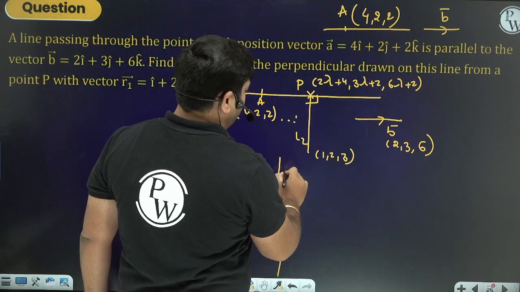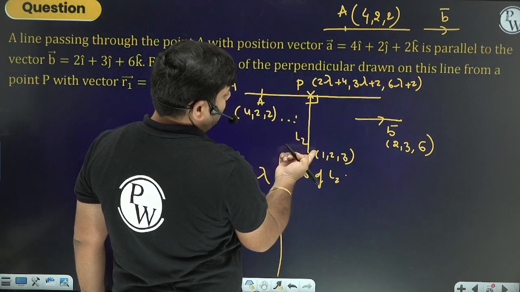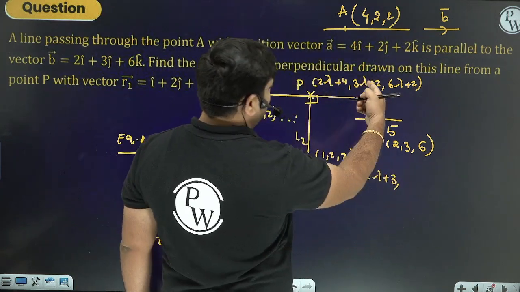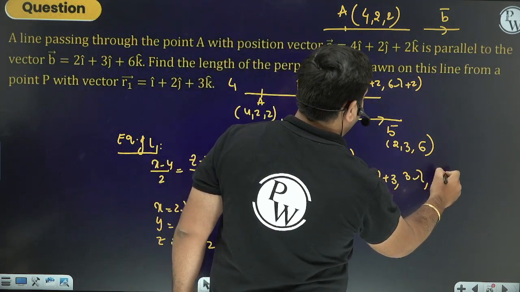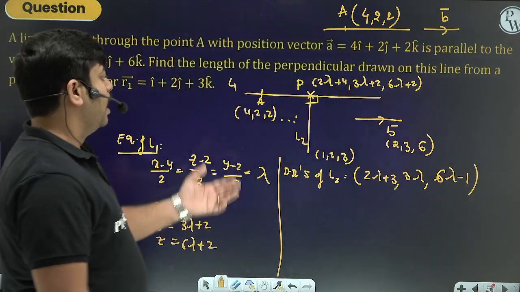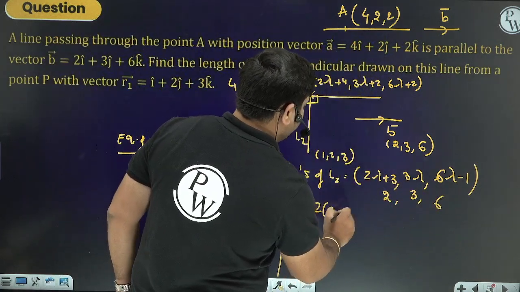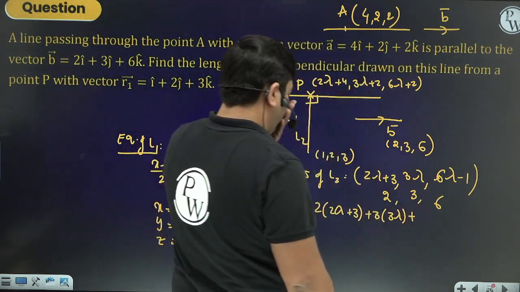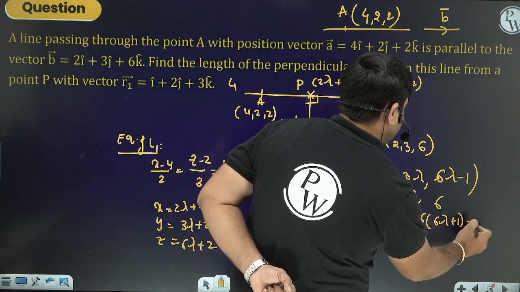This is the perpendicular line, okay? So the direction ratios of L2: you need 2 lambda plus 4 minus 1, that becomes 2 lambda plus 3. 3 lambda plus 2 minus 2 is 3 lambda. And 6 lambda plus 2 minus 3 is 6 lambda minus 1. Those are the direction ratios of L2. The direction ratios of L1 we already know, 2, 3, 6. So this product: 2 times (2 lambda plus 3) plus 3 times (3 lambda) plus 6 times (6 lambda minus 1) should be equal to 0.